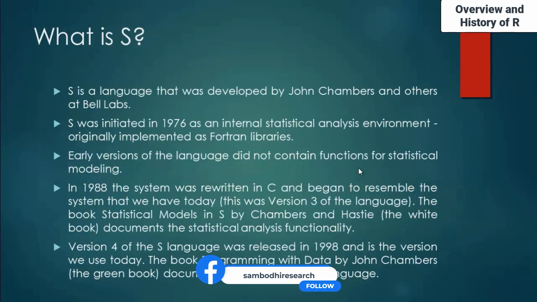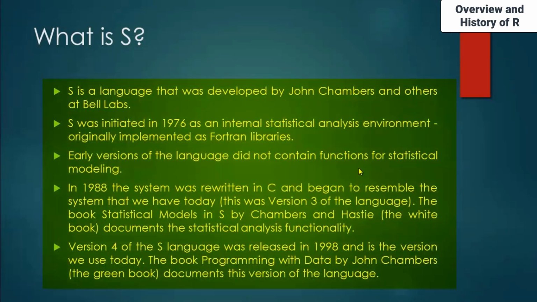So what is S? As I said earlier, R programming is a dialect of the language S. S is a preliminary language that was developed by John Chambers and others at Bell Laboratories. S was initiated in 1976. This is an internal statistical analytical environment originally implemented as Fortran libraries. Fortran, as you can see, is a basic programming language, and the full form of Fortran is formula translation. The earlier versions of the language did not have any functions for statistical modeling.